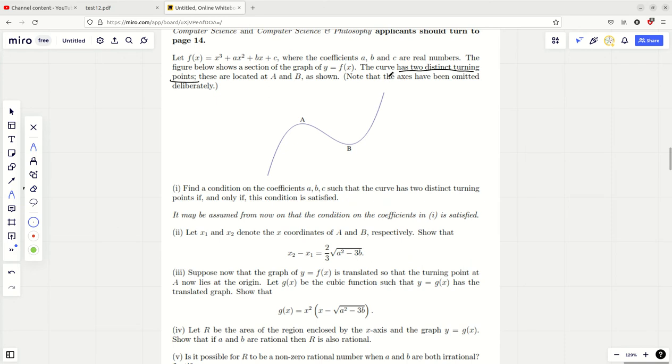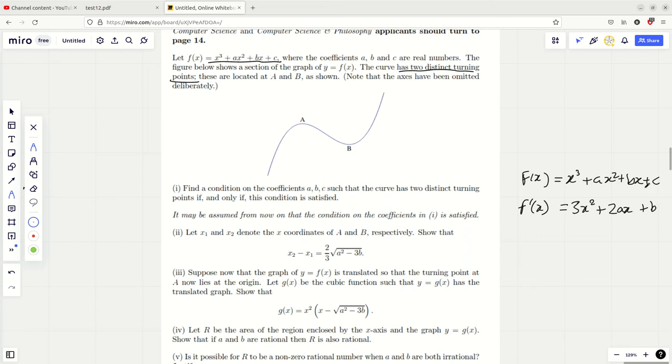Okay, now they've said that our form is like this, so we're dealing with f of x equals x cubed plus ax squared plus bx plus c. And they want us to find the conditions on coefficients of a, b, and c, and it doesn't end up being anything to do with c, so somewhat off-putting that. They need you to find a condition on the coefficients such that the curve has two distinct turning points. Well, if it has two distinct turning points, I'm firstly thinking, how do we find turning points? And we find them by differentiating. So I'm going to differentiate: 3x squared plus 2ax plus b.